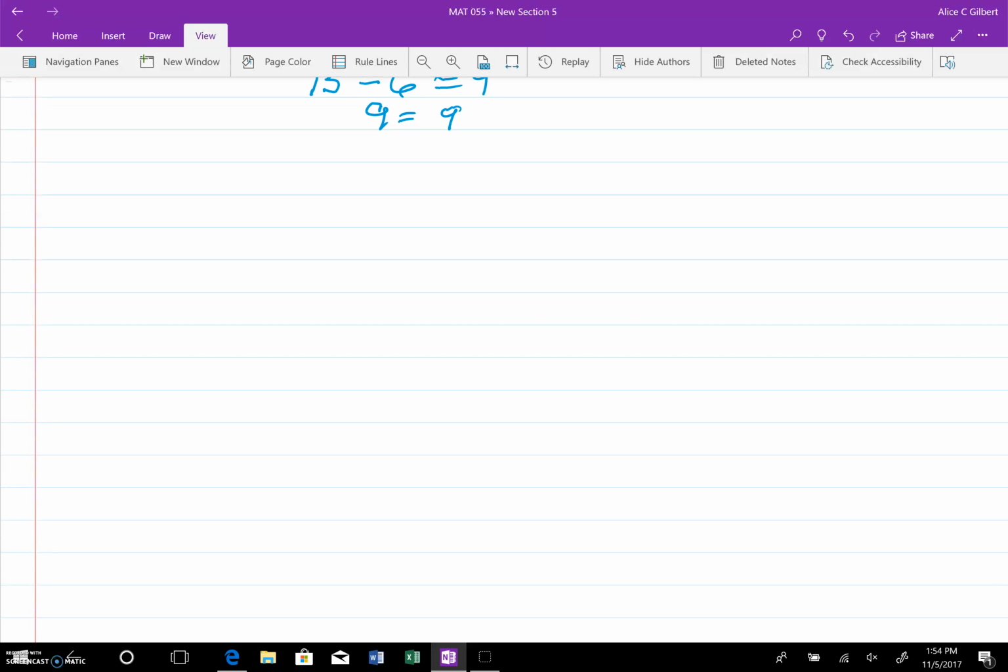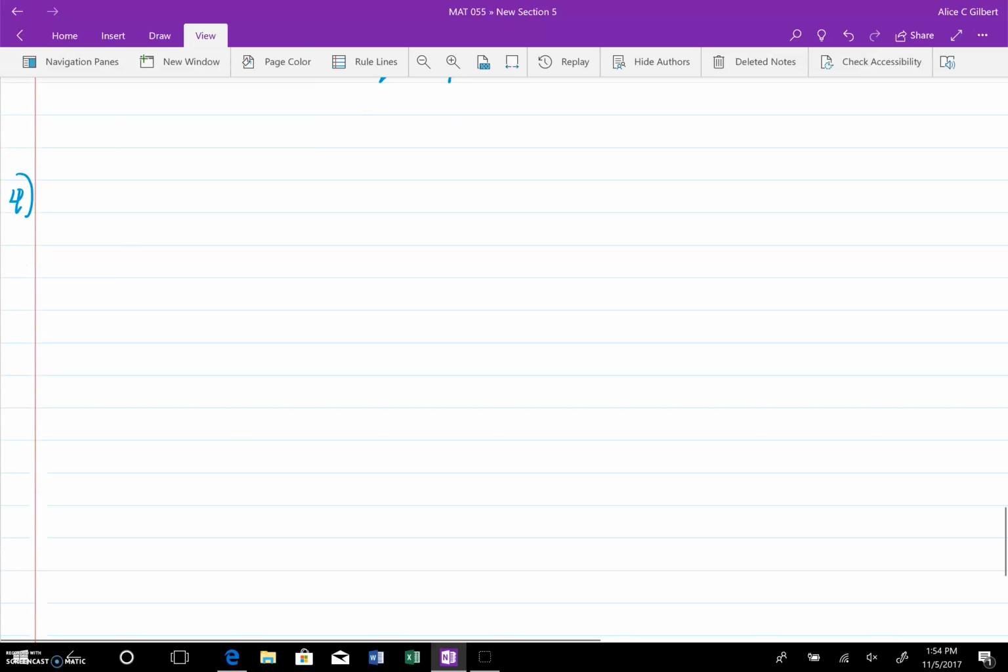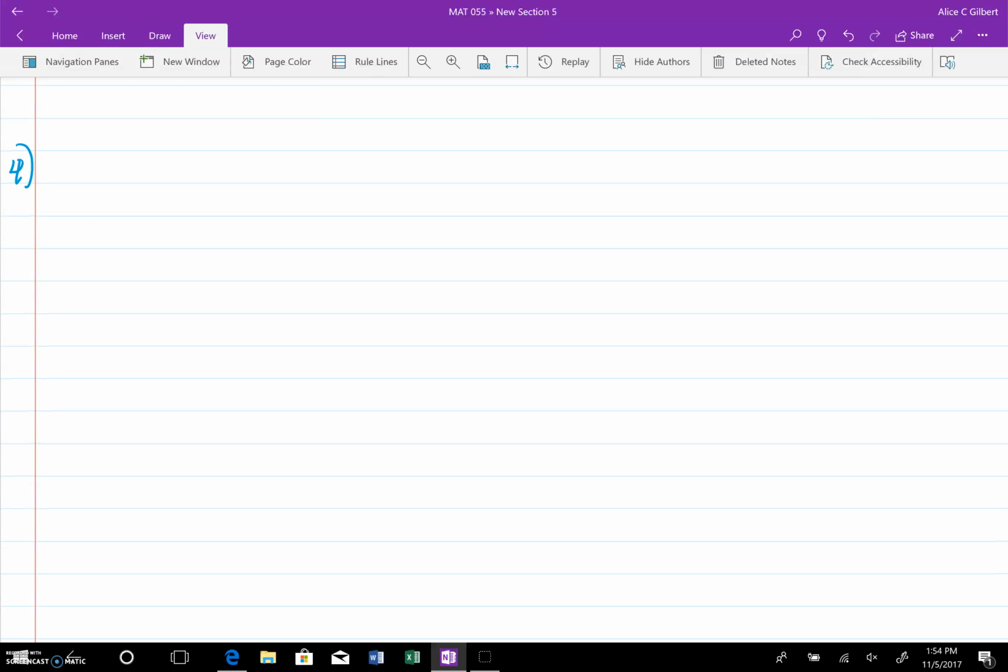Okay, so now we need to look at some exceptions, okay? So let's look at this. 2x plus y equals 6. And, oops, my second equation is -8x minus 4y equals -24.